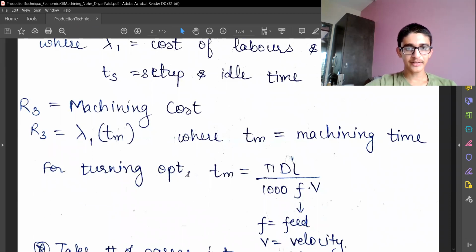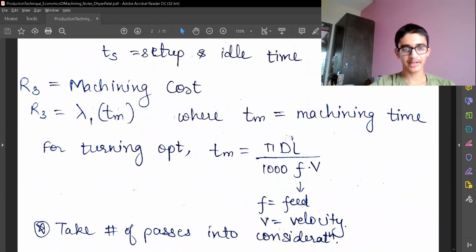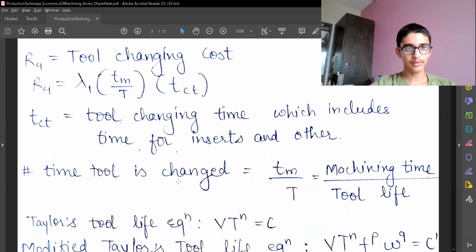And for turning operation, the machining time, this is an example. So machining time was given for turning operation as pi dl divided by 1000 into feed rate into velocity. So F and V have come into the picture, and this is what I am going to optimize at the last. And this was single pass. So if there are multiple passes, we need to take that into account. If we are going to split the total depth of cut into different passes, so I'm going to use two passes to get the total depth of cut, then I need to take that also into account.